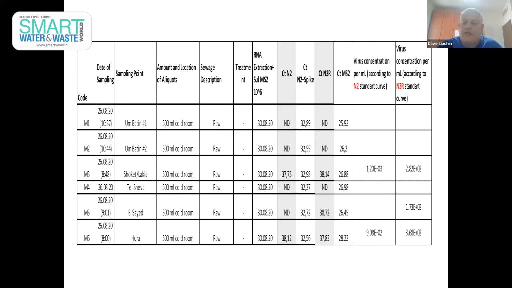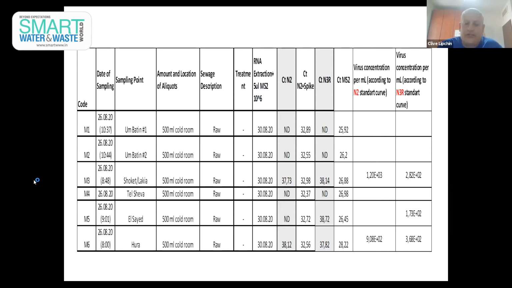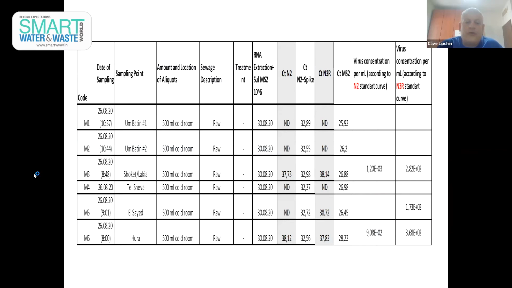If you look at the last 2 columns, these are concentrations of the virus that we found in sewage. And these indicate presence of COVID in these communities, but these communities are on the grid. These are sewer communities. The first 2 sample points here, Umbatin 1 and Umbatin 2, is where we sampled in this open sewage channel in the non-sewer community. As you can see, we found no indication of the virus.